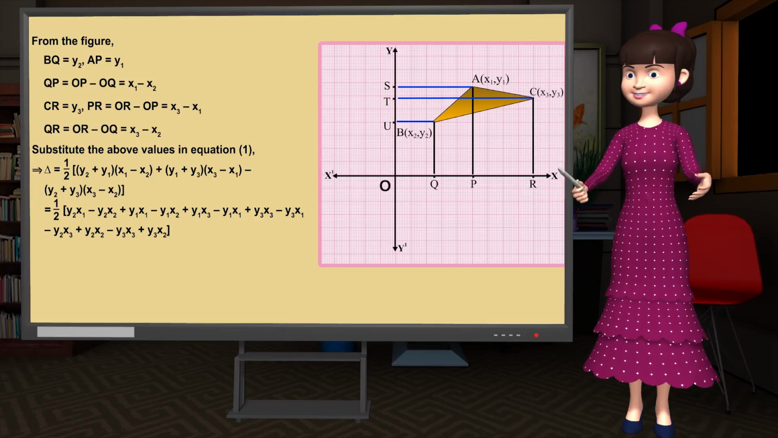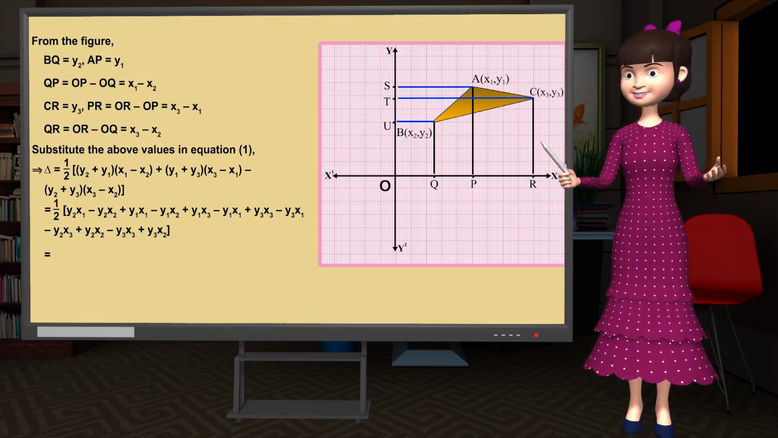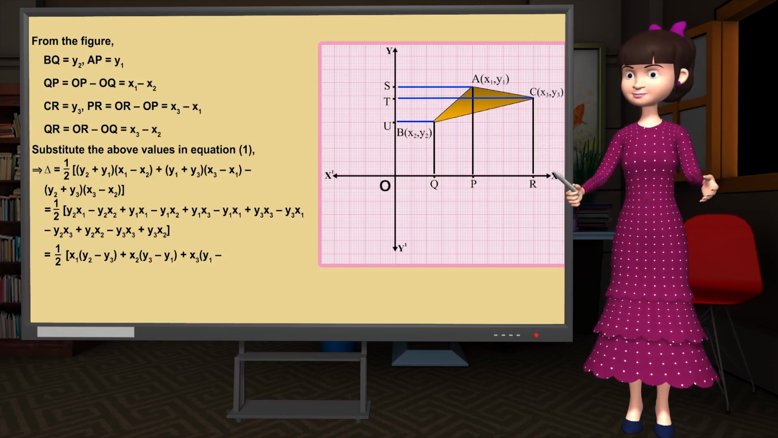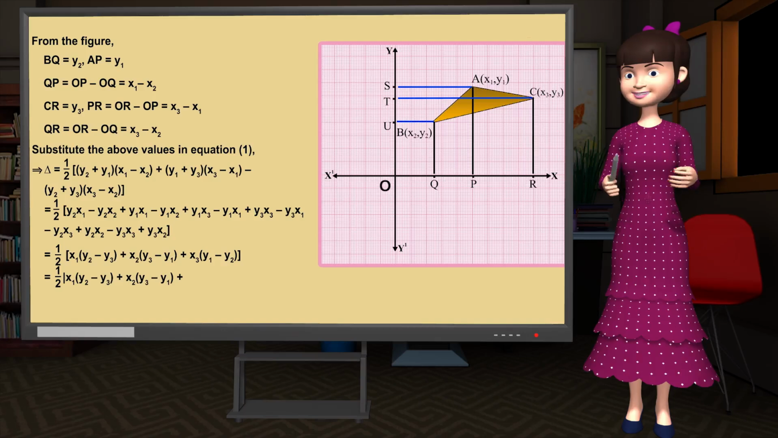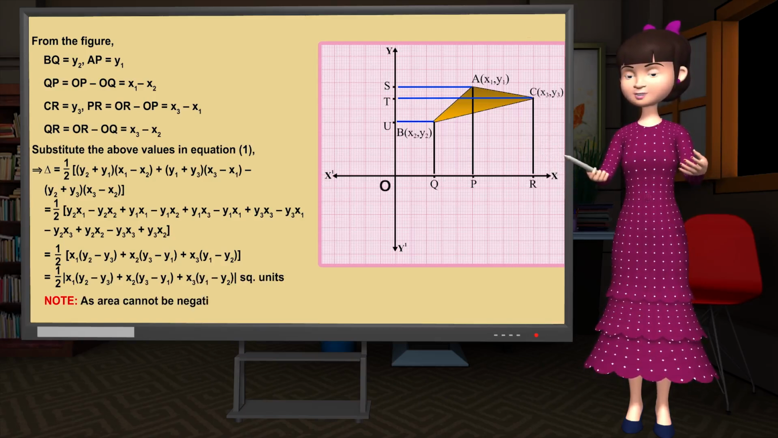Further simplification of this will be half into x1 into (y2 minus y3) plus x2 into (y3 minus y1) plus x3 into (y1 minus y2). Finally, area of triangle is equal to half into modulus of x1 into (y2 minus y3) plus x2 into (y3 minus y1) plus x3 into (y1 minus y2) square units. Note that as area cannot be negative, modulus is taken for absolute value.